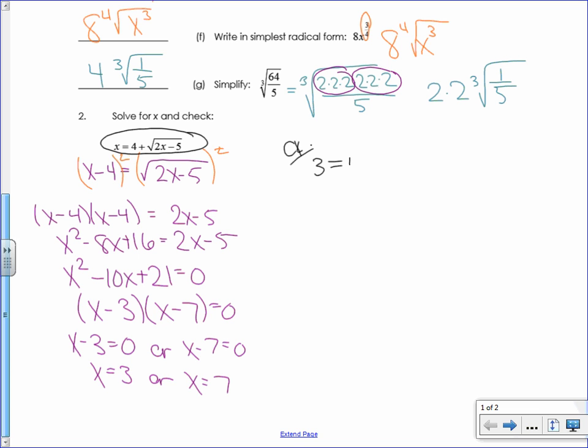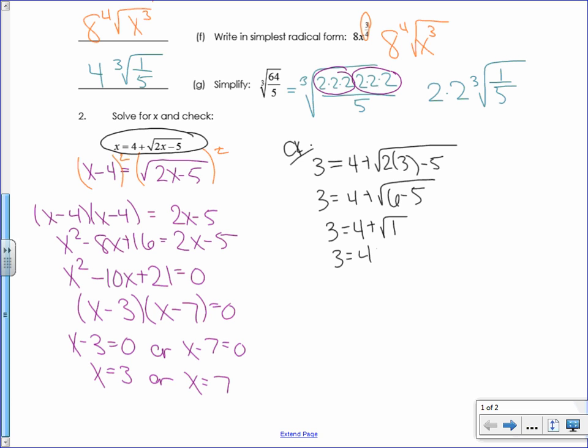So I get 3 is equal to 4 plus the square root of 2 times 3 minus 5. That turns into the square root of 6 minus 5, which turns into the square root of 1. So this is 4 plus 1, so I get that 3 is equal to 5, which is not true. So x equals 3 does not work. We have to reject it. It is an extraneous root.